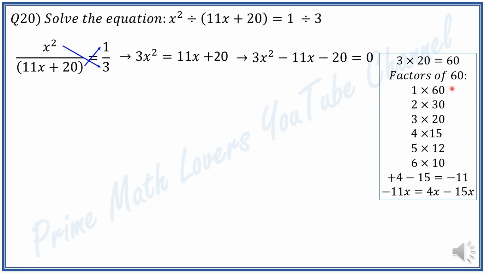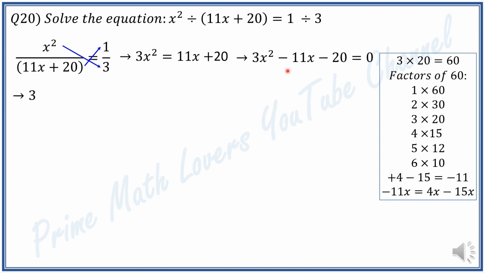From between these factors, we need to find two numbers that when we add them together, we get the coefficient of x, which in our equation is negative 11. Positive 4 and negative 15 are those numbers. So positive 4 plus negative 15 is equal to negative 11. Or we can write down negative 11x as 4x minus 15x.